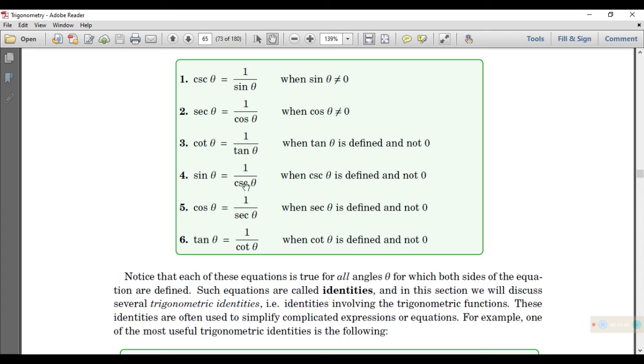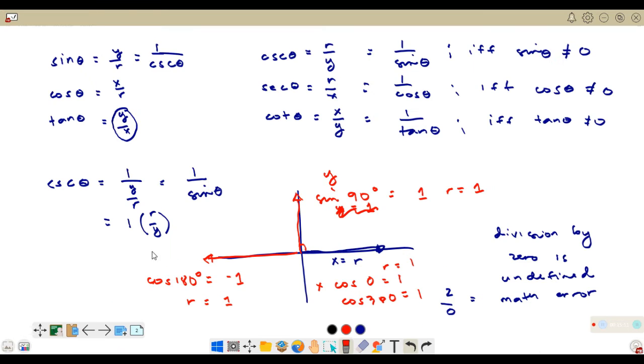Dito naman, 1 over cosecant theta. Si cosecant theta, since siya ay r over y, may chances tayo na si y ay maging 0. So, ang condition niya, it should be defined and not equal to 0. Dapat si cosecant theta ay defined and not equal to 0. There are chances that cosecant theta is undefined. Ano example ng chances na cosecant theta ay undefined?